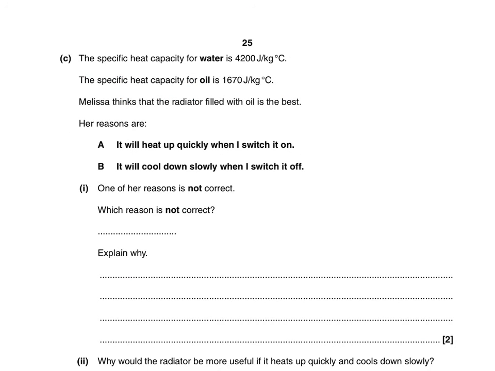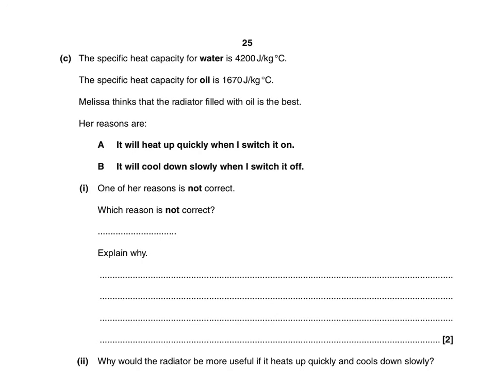2 more pages, still on specific heat capacity. So the specific heat capacity of water is 4,200 joules per kilogram. The specific heat capacity of oil is 1,670 joules per kilogram per degree C.